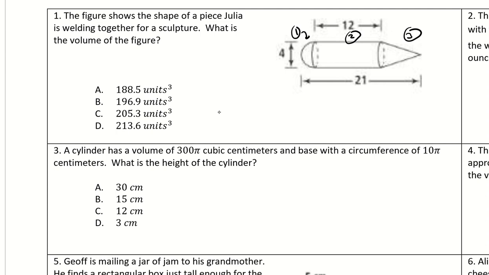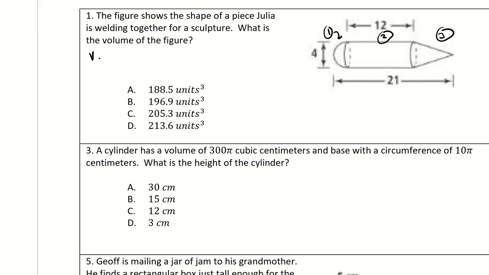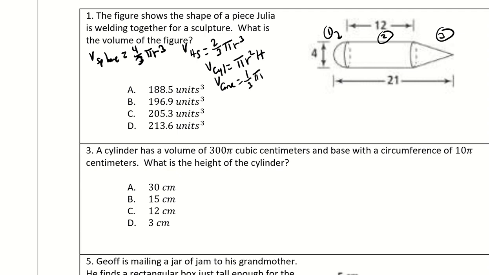So we have a hemisphere. Again, the volume of a sphere is 4/3 pi r cubed. The volume of a hemisphere is half that, right? A hemisphere is just half of a sphere. So instead of 4/3, it's going to be 2/3, because half of 4/3 is 2/3. So we got 2/3 pi r cubed. The volume of a cylinder is pi r squared h. And the volume of a cone is 1/3 pi r squared h. Those are the three shapes that we have.